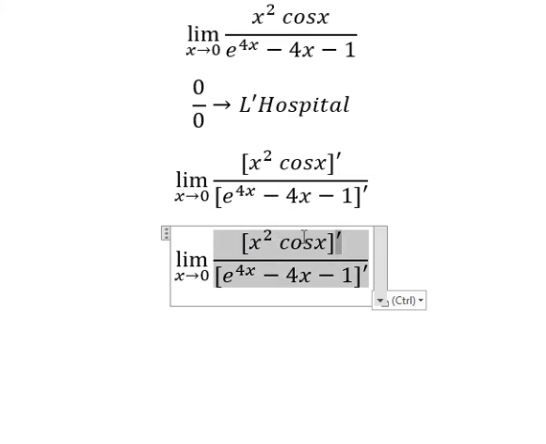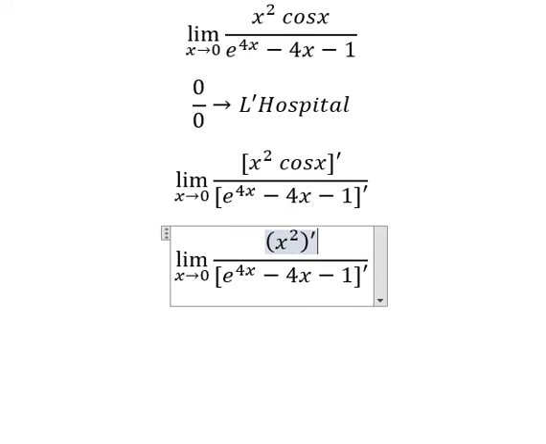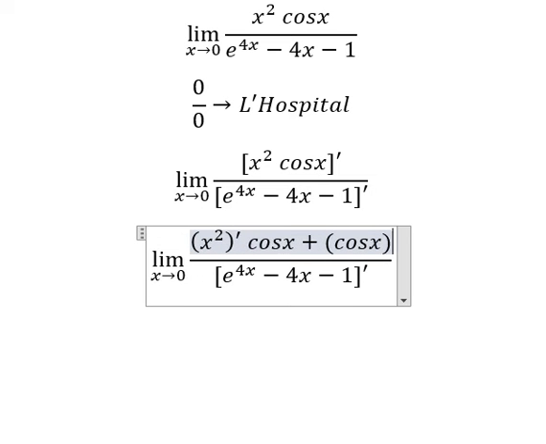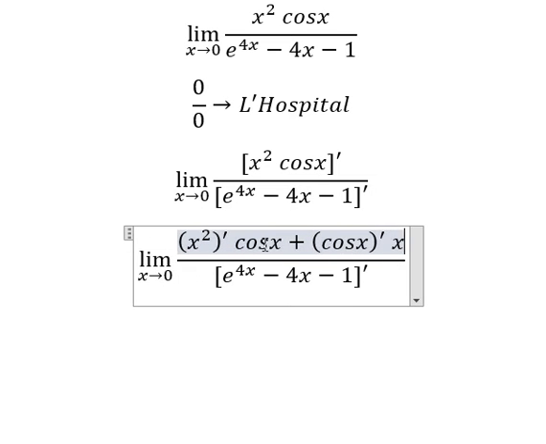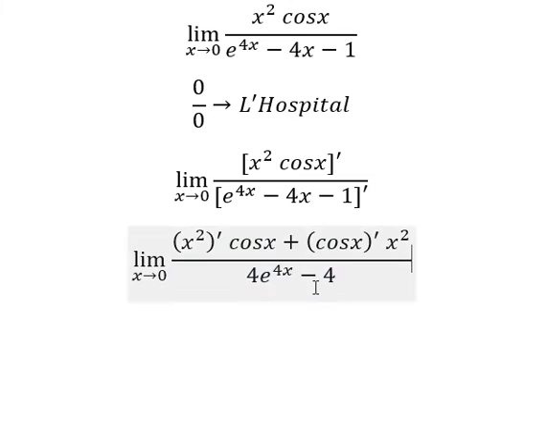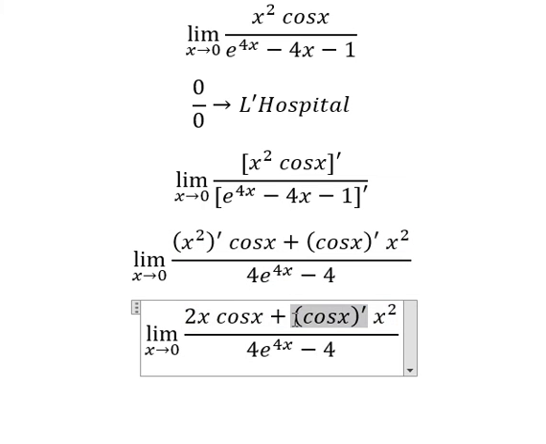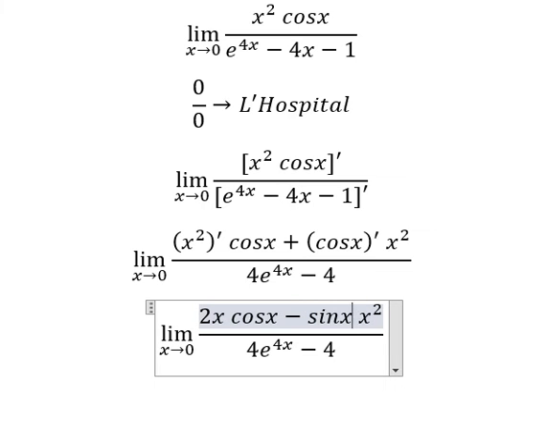For this one, we apply the product rule of derivatives. So we take the first derivative of s squared multiplied by cosine s, then the first derivative of cosine s multiplied by s squared. This one we have 4e to the power of 4s minus 4. This one we have 2s. This one we have negative sine s.